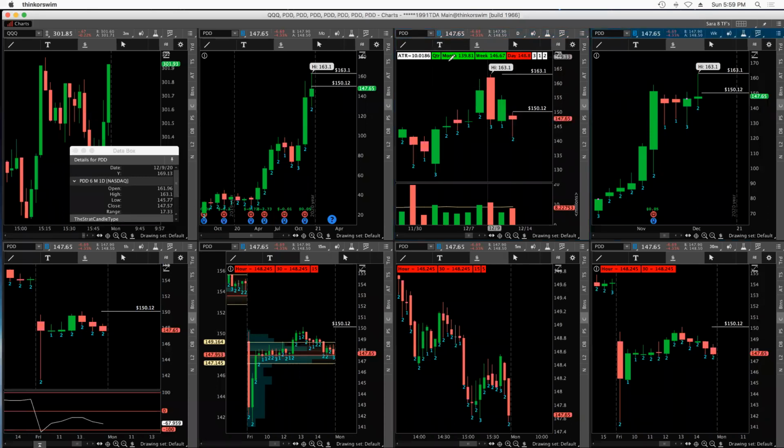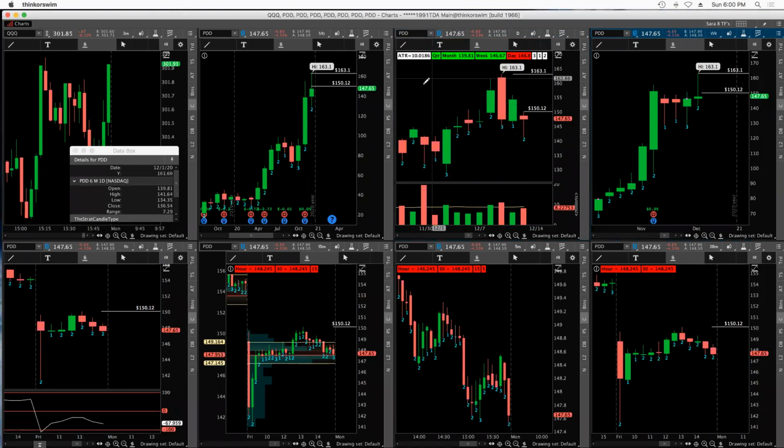And it's already green. It's way above the opening price for the month. So as long as tomorrow it stays above the opening price and breaks this, I would want to participate in that.